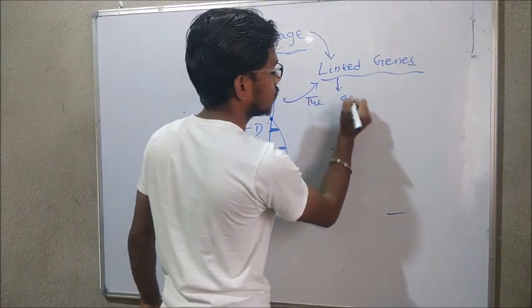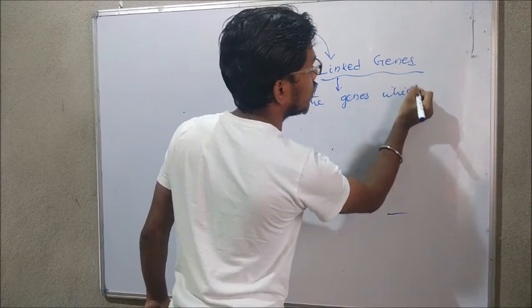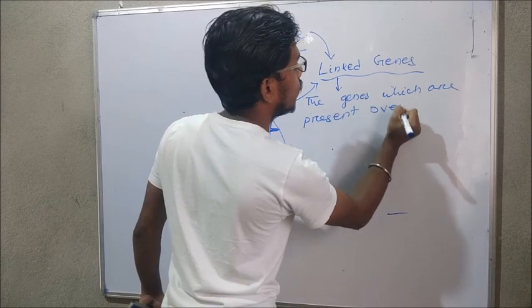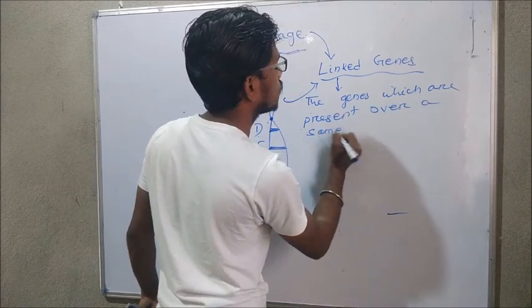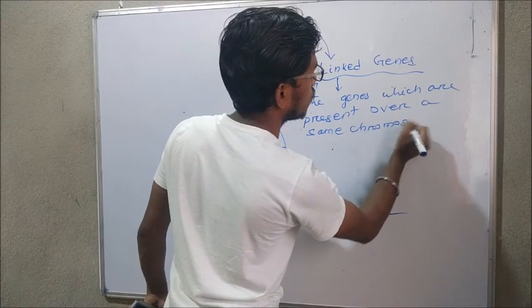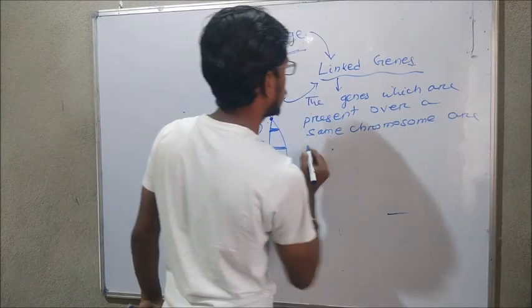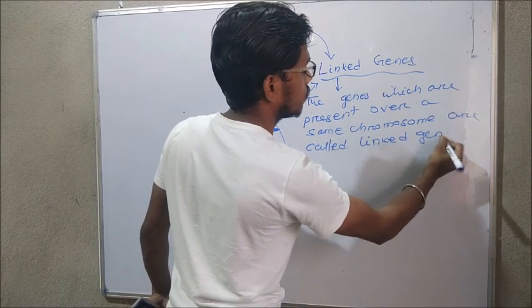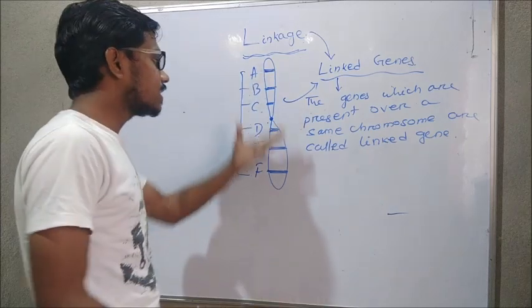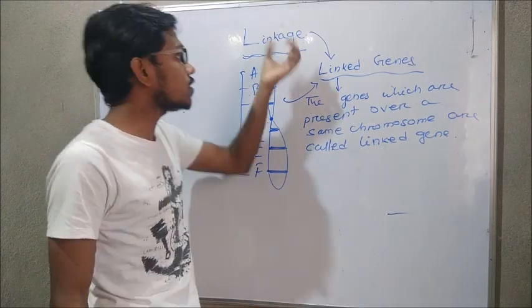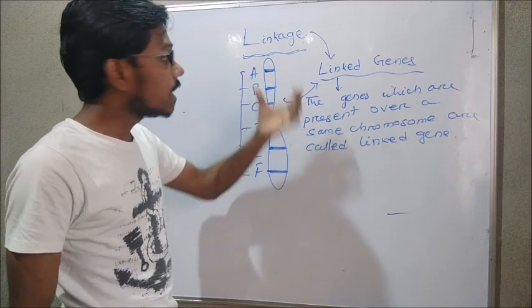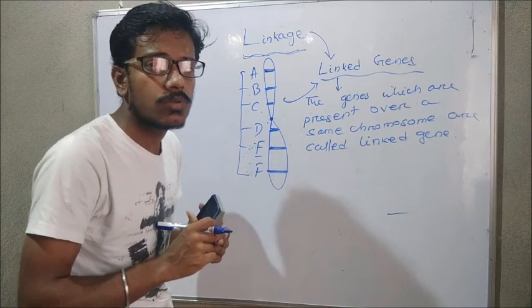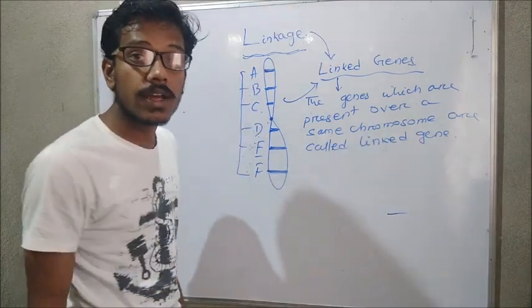The genes which are present over a same chromosome are called linked genes. So these are the linked genes present over a chromosome. But what is the definition of linkage? Linkage means these linked genes have the tendency to stay together from one generation to another.